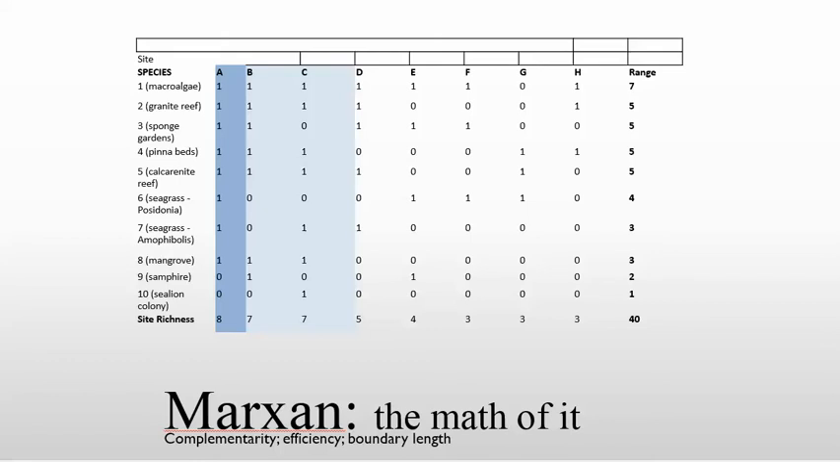And so you can rank them from, say, the macroalgae that's found in the most number of sites, 7, down to the sea lion colony, which is found in 1. And you can also rank sites by the number of different elements that they capture, from 8 at site A to 3 at site H.